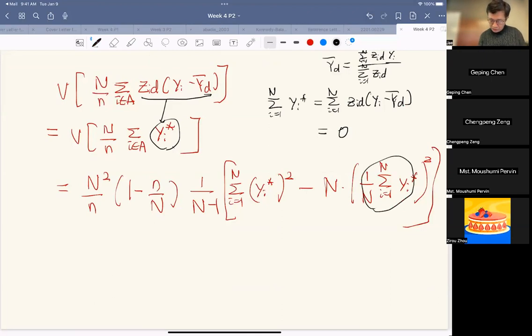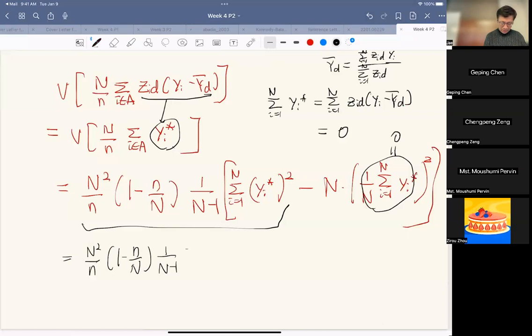So this guy is 0. So that means you have this one. So that is, and the square, because CID square is just a CID. So get this one.